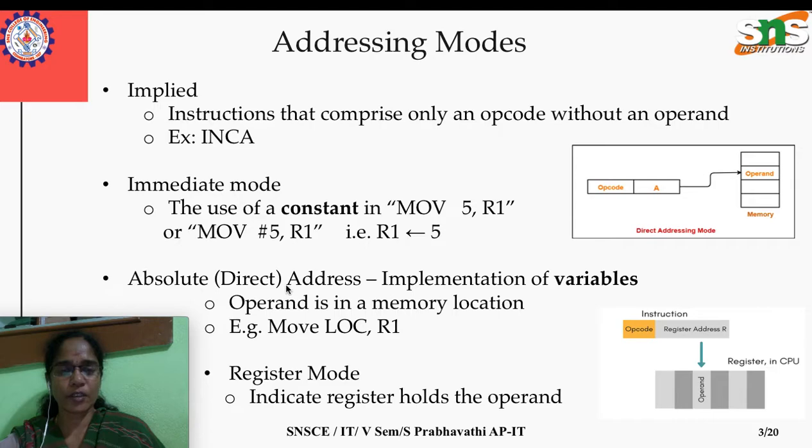Here, absolute addressing means the instruction gives the address of the memory, and we need to fetch the operand from this location. Immediate mode means assigning the constant value. Implied means there is no operand itself. It is implicitly understood that the accumulator value has to be incremented.